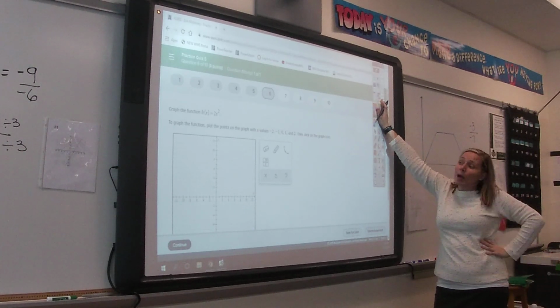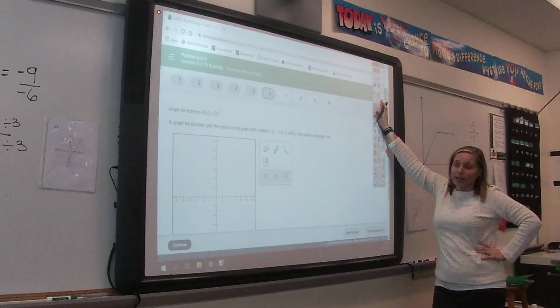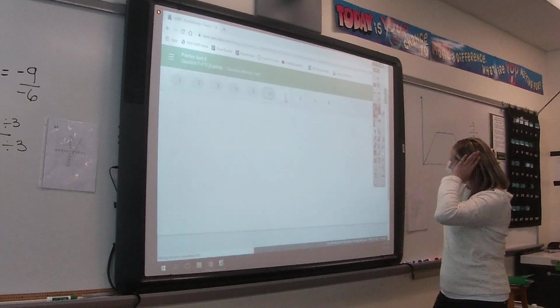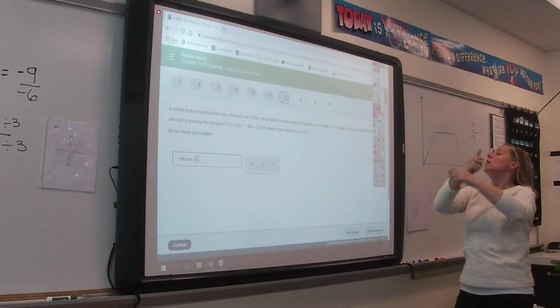Number 6, this is telling you what points to plug in. So you just plug them in and graph it. Make a table, plug it in and graph it. I believe this is now our exponential. Oh, no. This is our word problem.